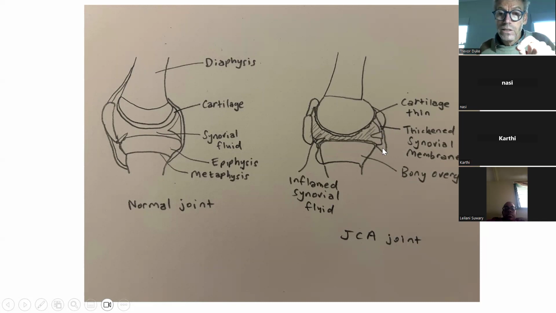And because of the inflammation, the synovial membrane that keeps the synovial fluid in becomes quite thickened and harder. That's why you get joint stiffness and limitation of movement. And because of inflammation, you get bony overgrowth of the epiphysis. So instead of the epiphysis being relatively narrow, it becomes a more enlarged, overgrown bone. They're the changes of juvenile chronic arthritis where there hasn't been early treatment, I would say.